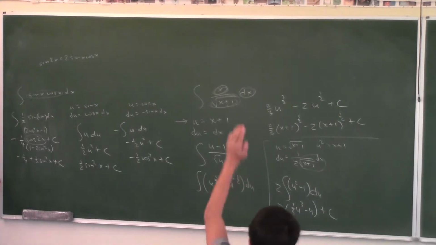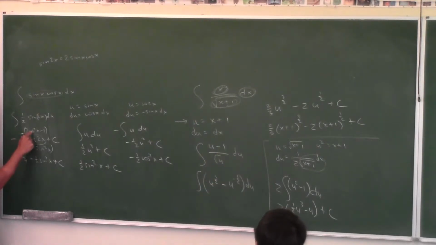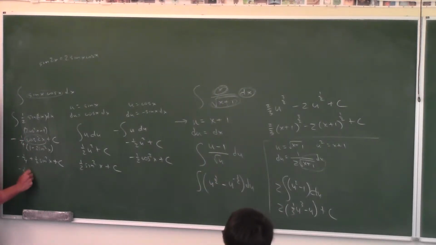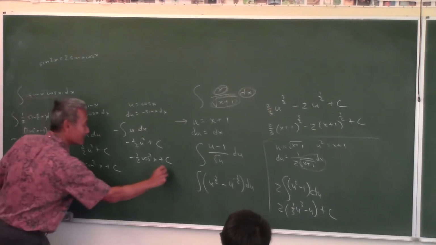Okay, I will. Hey, Mr. Park. Okay, wait. So if I distribute this negative 1/4, you're gonna get negative 1/2 cosine squared x plus 1/4 plus c. Why is that the same thing as that? Because a constant plus a constant is a constant.